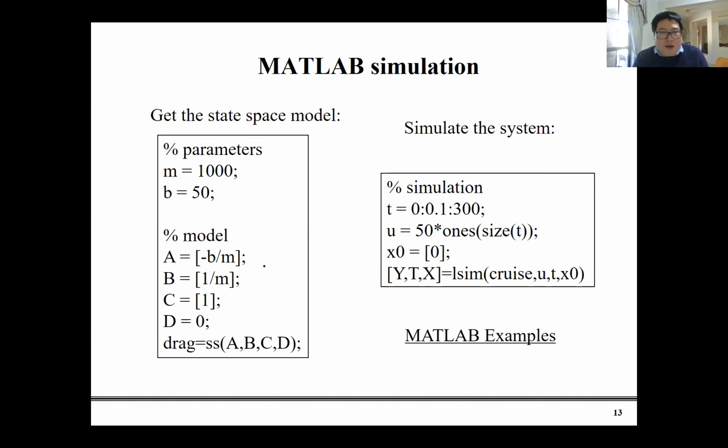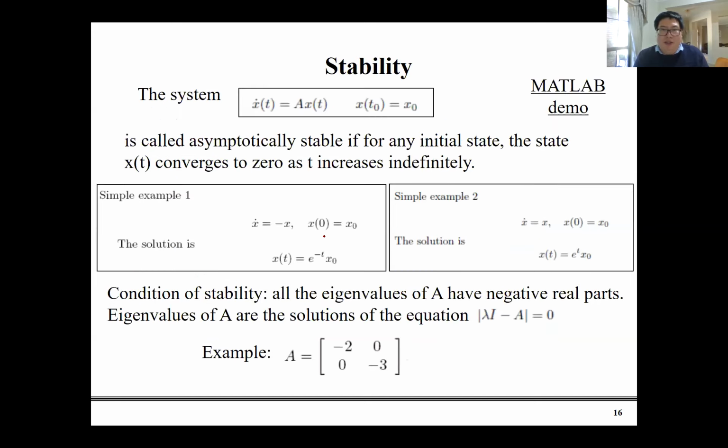And I think I've shown you already about those solutions, right? So this is the cruise control system. And also I've shown you the mass spring and damper system already. And then we will introduce the definition of stability.